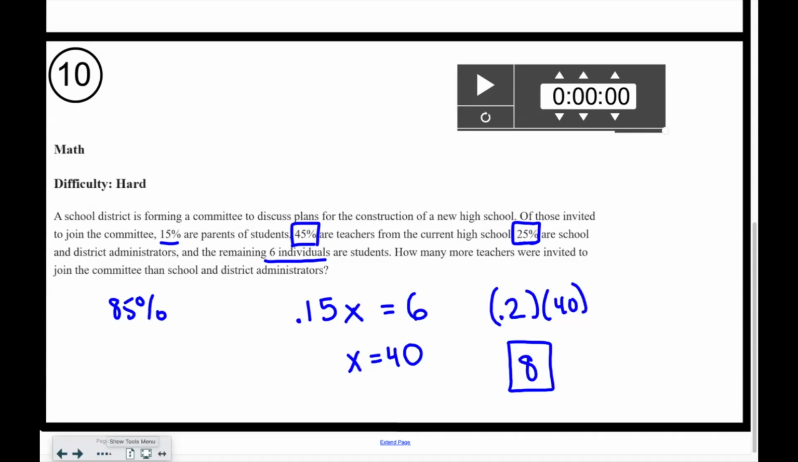Could you re-explain the 0.15x equals 6? Mm-hmm.